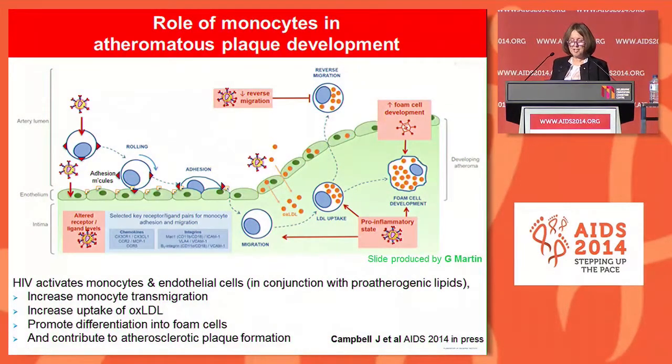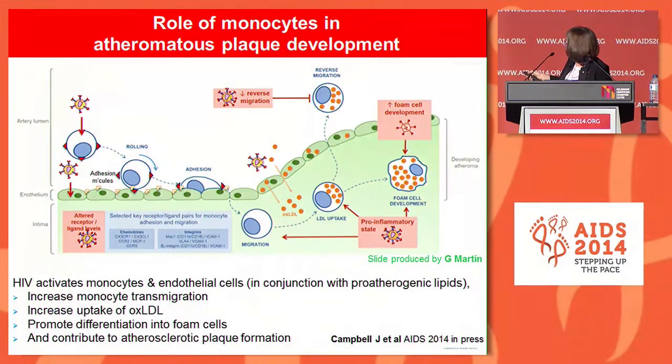If we look at how HIV contributes to the development of atherosclerosis in the setting of HIV and focus on what it does to monocytes and to endothelial cells, we see that there's an endothelial and monocyte activation with an increase in expression of adhesion molecules on the surface of these cells that increase migration of monocytes into the growing atherosclerotic plaque. There, in the setting of a pro-inflammatory state induced by HIV, these monocytes take up pro-atherogenic lipids, including oxidized LDL.